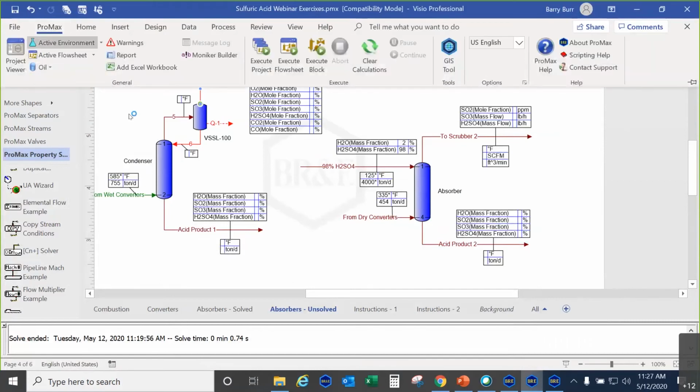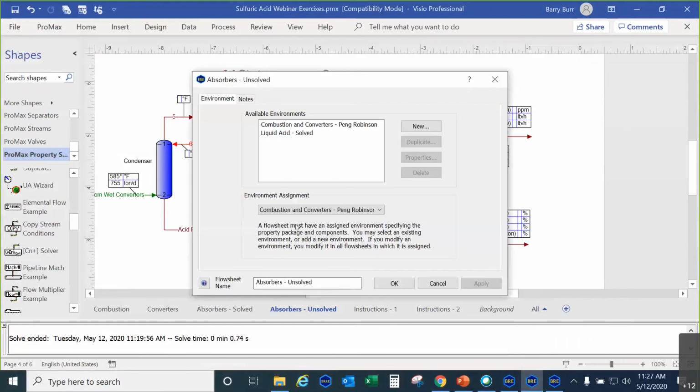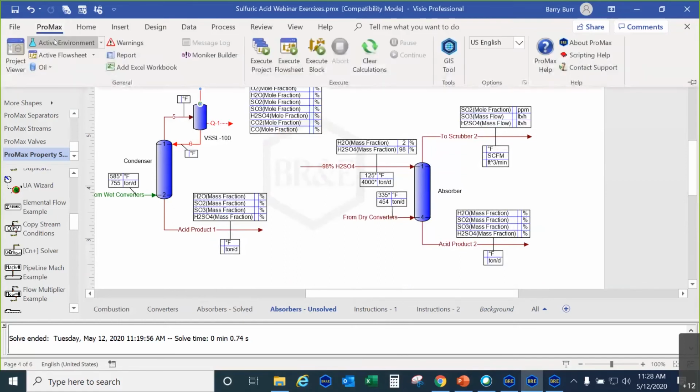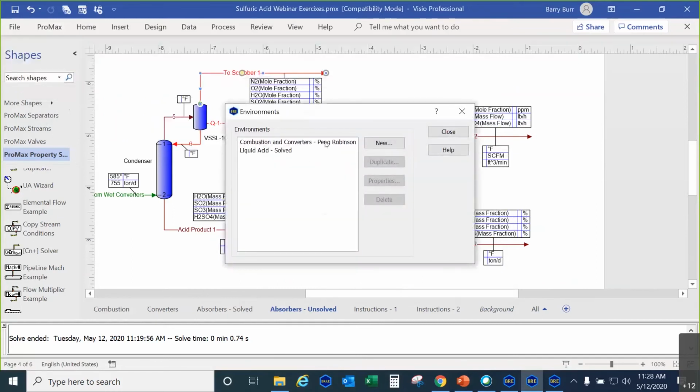So right now this flow sheet, when we made the flow sheet, we gave it the environment of the combustors and the combustion and converters, because that's really the only environment we have at this step. So we're going to use that as our basis. The component list is all the same. And we're going to duplicate that one that is using Peng Robinson right now. We're going to go to active environment, edit environments, and we're going to choose our combustors environment and then duplicate it.